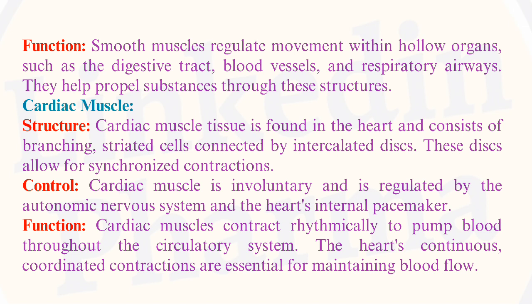3. Cardiac muscle. Structure. Cardiac muscle tissue is found in the heart and consists of branching, striated cells connected by intercalated discs. These discs allow for synchronized contractions. Control. Cardiac muscle is involuntary and is regulated by the autonomic nervous system and the heart's internal pacemaker.